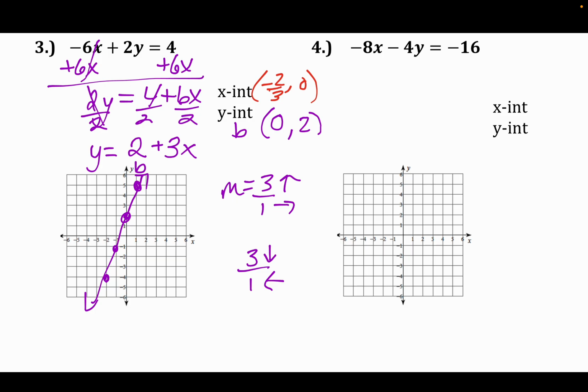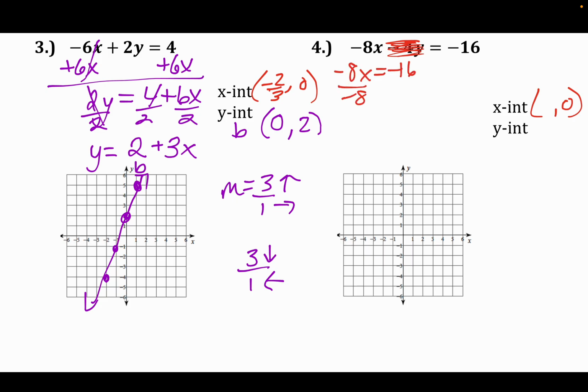All right, let's go to number 4. Number 4, I'm going to check to see if I can do x-intercepts, y-intercepts. Let's try that one. If I want my x-intercept, I'm going to zero out my y because I know my point's going to be something comma 0. So then I can write it out. Negative 8x equals negative 16.